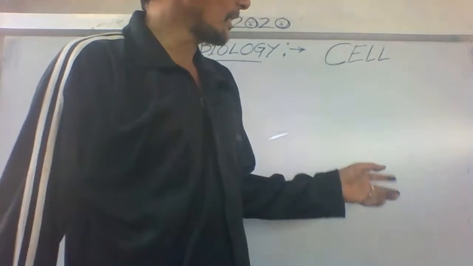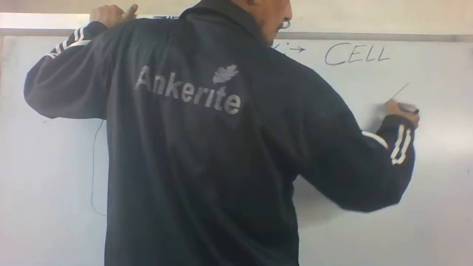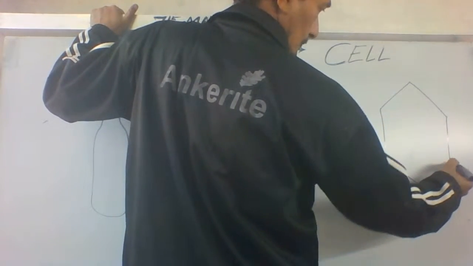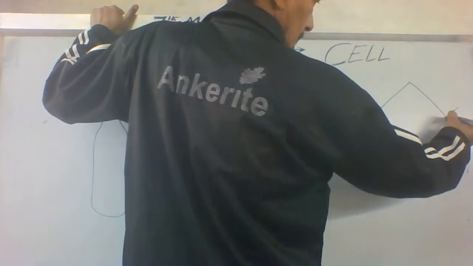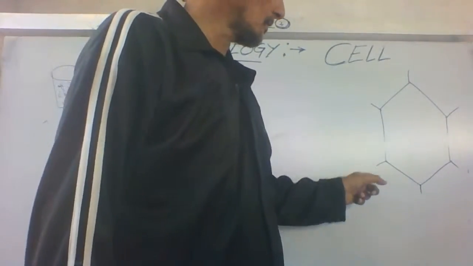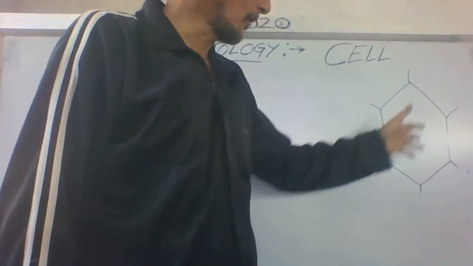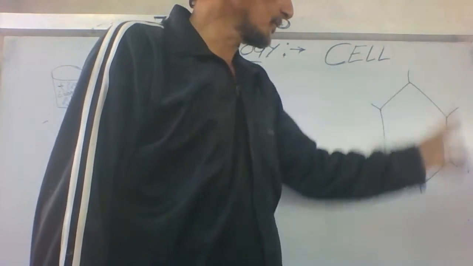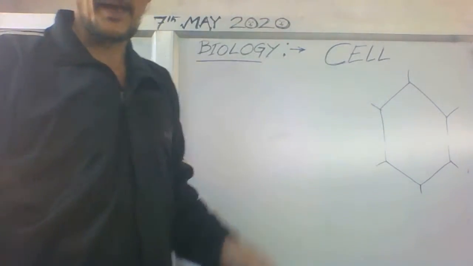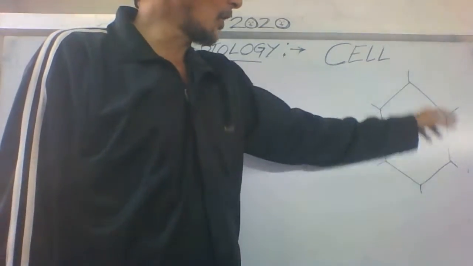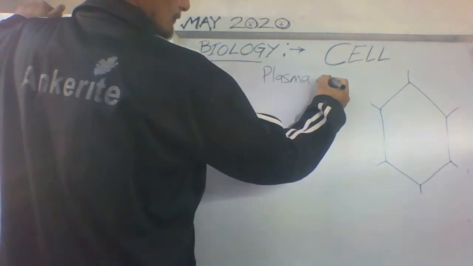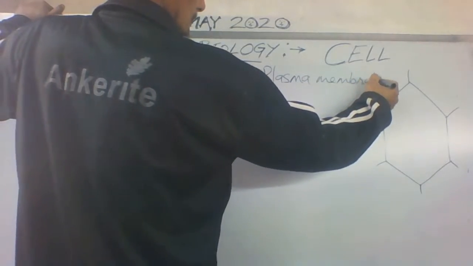Now, this is a cell. I am taking this cell as a structure. And this line, which I have made outside of this structure, is continuous, showing you the continuous form of this cell. This is a single cell. In this single cell, this membrane is called the plasma membrane.